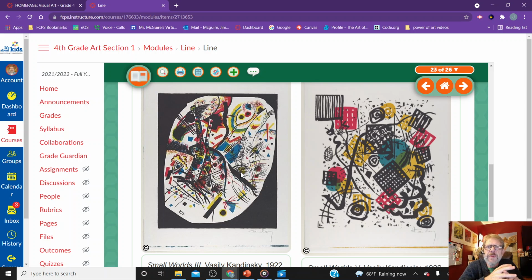If you remember, we talked about line. If we have lines that go in one direction and the lines that cross back over them, sort of like a tic-tac-toe pattern, that's called cross-hatching. So we see good use of cross-hatching there.